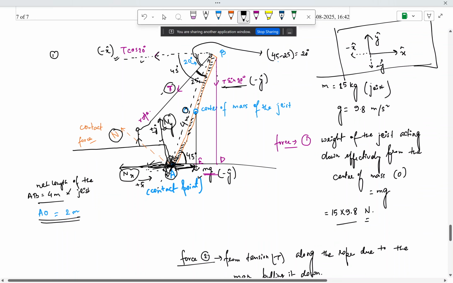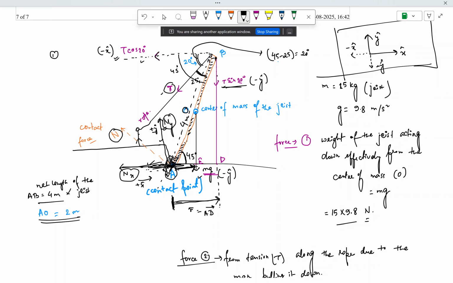Similarly, for the effective force of T sin 20 degree along minus y cap, this is acting from the point B downwards. But with respect to the reference point A, this is at some application distance, causing an effective r vector, which is your AD vector. It is acting from A towards D, and from point D, vertically connecting down to this point B, there is a downward directional force. This is T sin 20 degree. The perpendicular distance from the application point to the contact point is A to D. The AD vector is your effective r vector in this case.